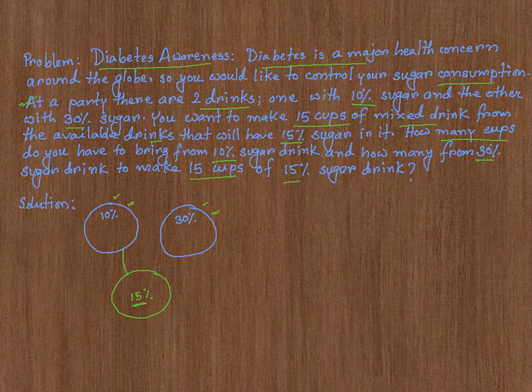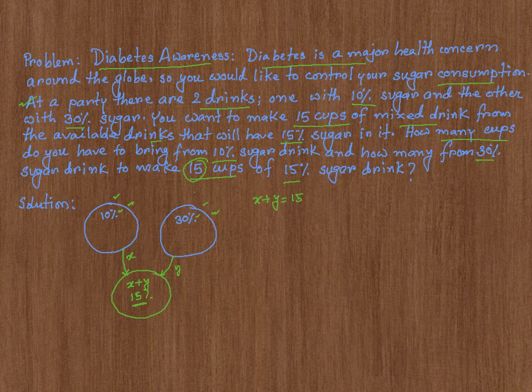So let's say I bring in X cups from here and I bring in Y cups from there. X cups from 10% concentration and Y cups from 30% concentration. So that's going to be my total. So total drinks here is going to be X plus Y. But X plus Y is the total drink, so it must be 15 cups. So X plus Y is 15.